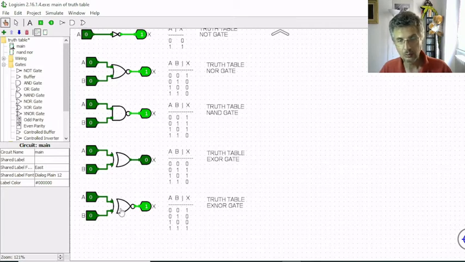And finally, we have an XNOR gate, which is an XOR gate with a negation, with a NOT in the output. So the truth table of the XNOR, exclusive NOR gate, is the same as the exclusive OR, but the opposite. It's the opposite because in this case, we have 1 whenever the 2 inputs are equal, 0, 0 or 1, 1, and 0 in the other case.